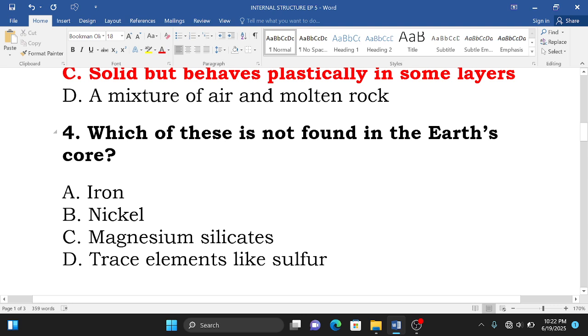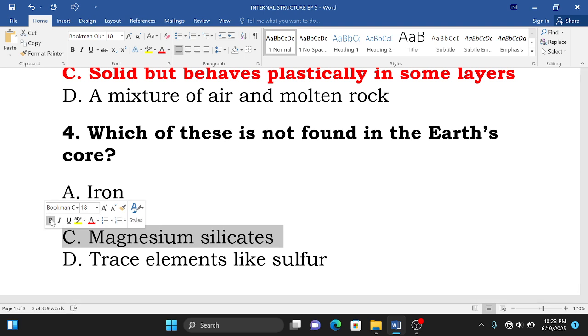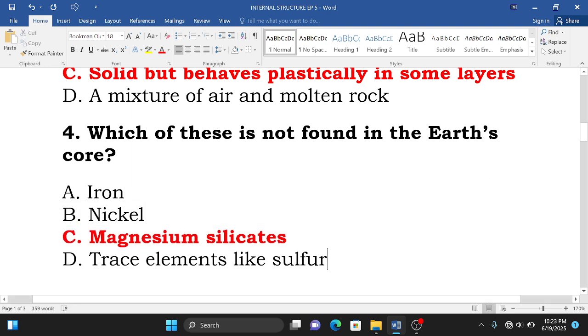Which of those is not found in the Earth's core? So this one is found there, and even this one is found there, and even the element sulfur is also found there. So the correct answer is this one, magnesium silicate, which is found in the mantle. It is not found in the core. We go to the next question.